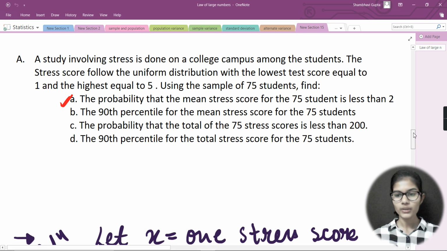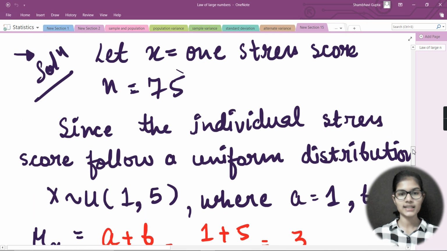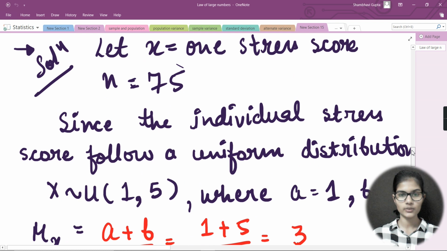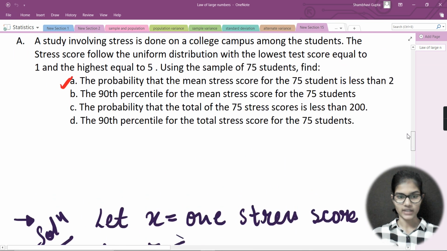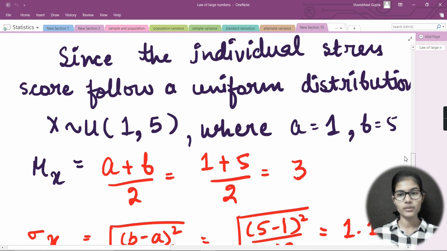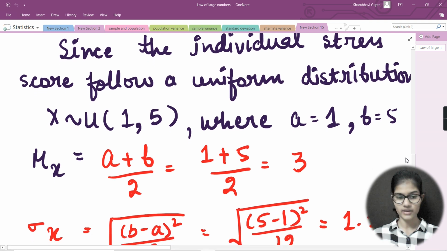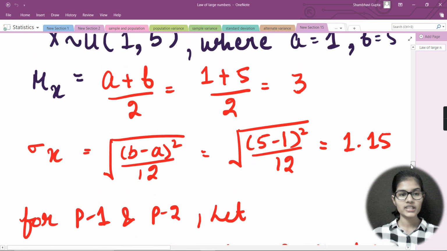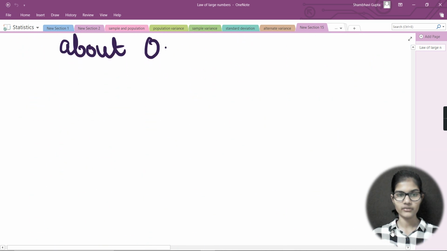So what were the things that we computed from the question? We took small x as one stress score. We know the value for n, that is 75. Since the individual stress score follows a uniform distribution, X is approximately U(1, 5), where a is equal to 1 and b is equal to 5. We computed the values for mu x and sigma x, and then we solved the very first question.